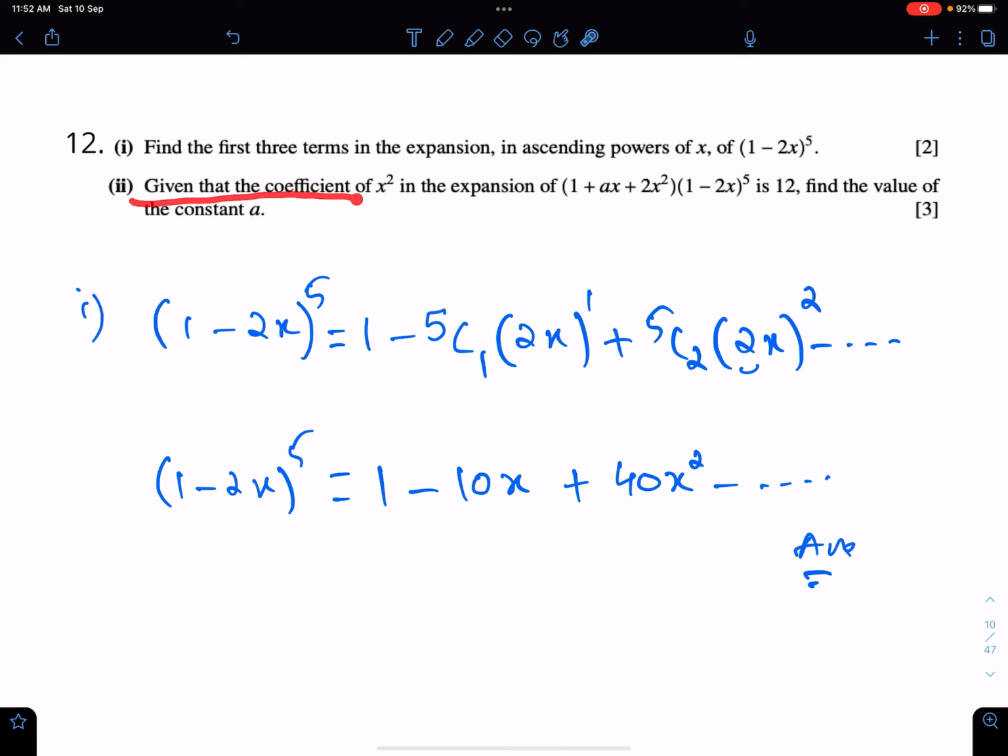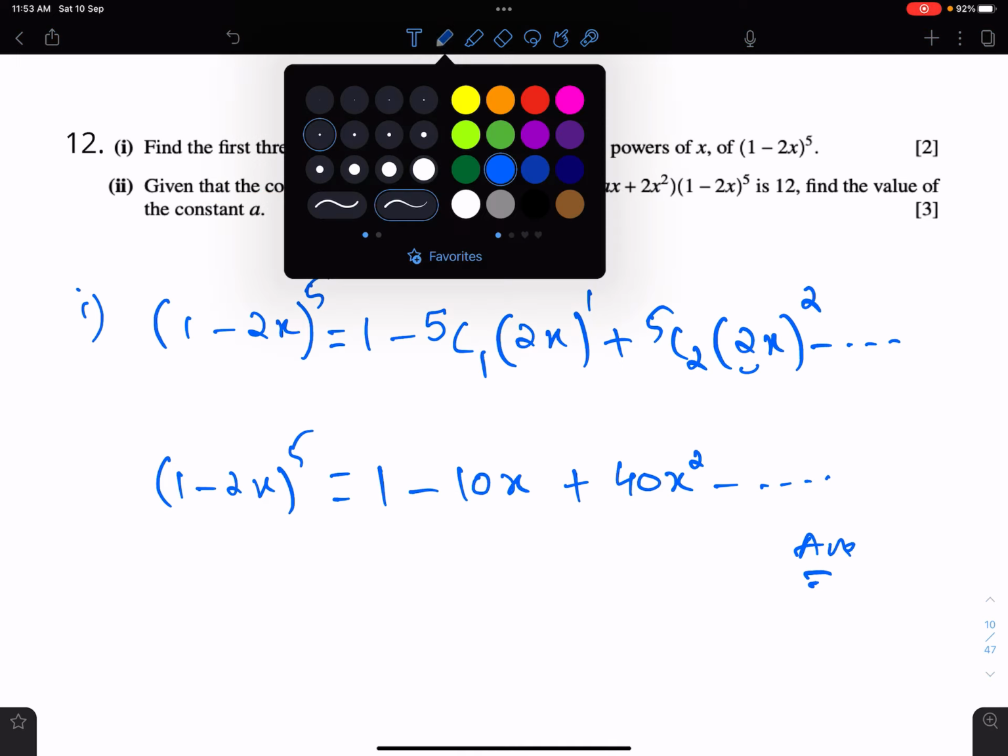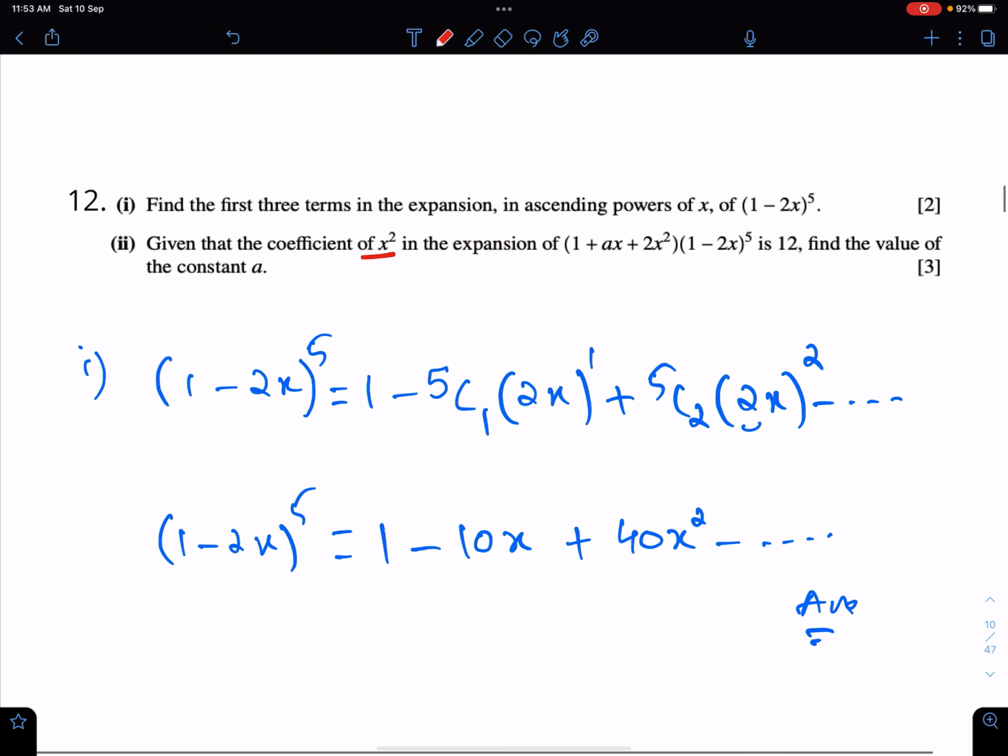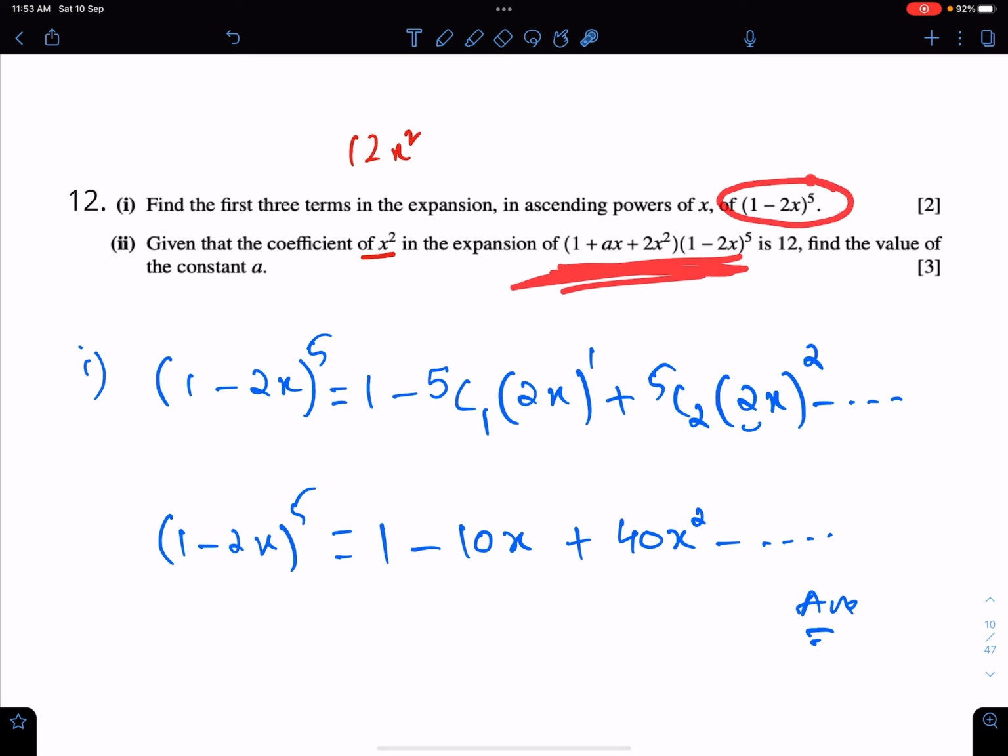Second part, given that the coefficient of x square in this expansion is 12, this means we have 12x square. The coefficient of x square is 12 means 12x square. This is the coefficient of x square. You can write 12 in this way to understand this. If you observe this expansion, then you will see that this expansion and this expansion both are same. So we will use the result of the first part here to solve this part. We need the value of the constant.